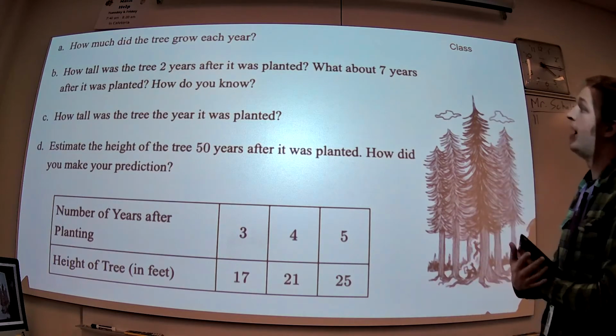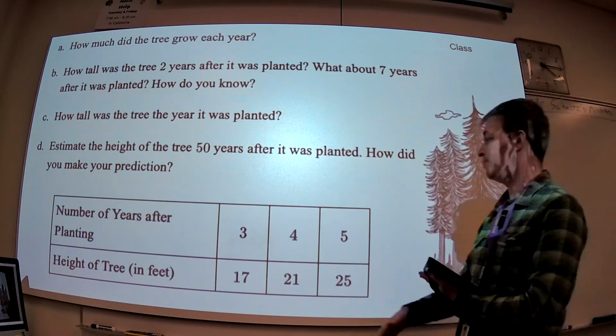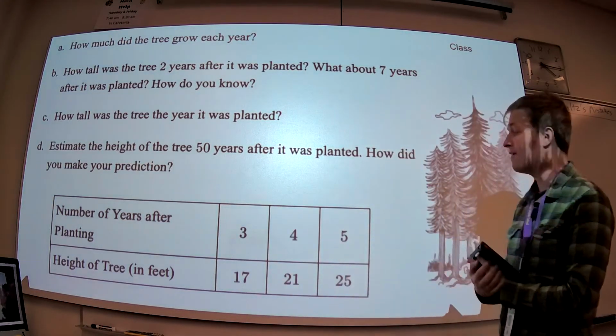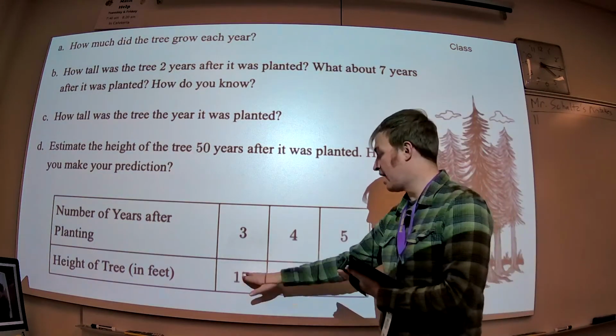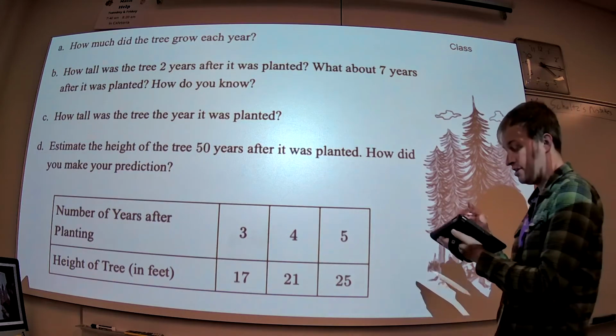So the first one, how much did the tree grow each year? Looking at this here, at year 3 it was 17, at year 4 it was 21 feet, at year 5 it was 25 feet. So it looks like this is just a simple adding 4. So I'm just going to simply add 4 to this here.